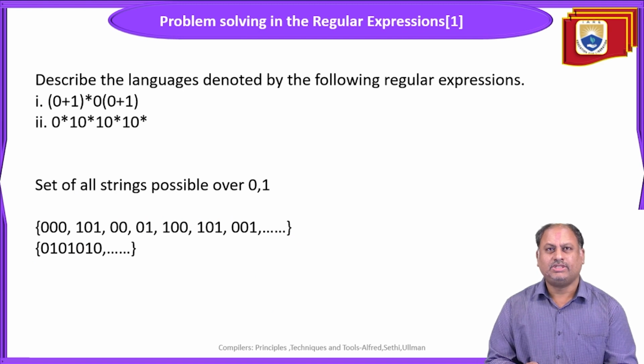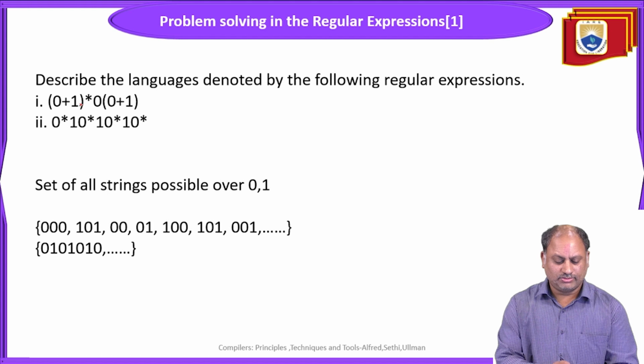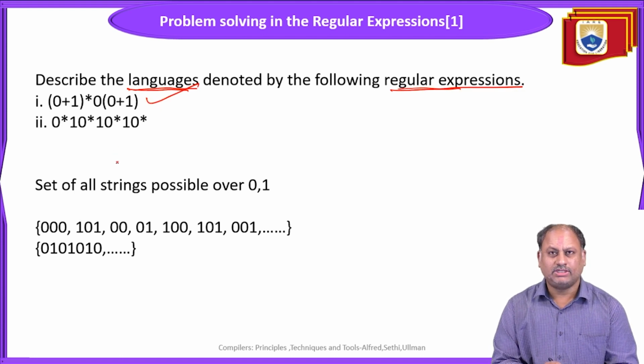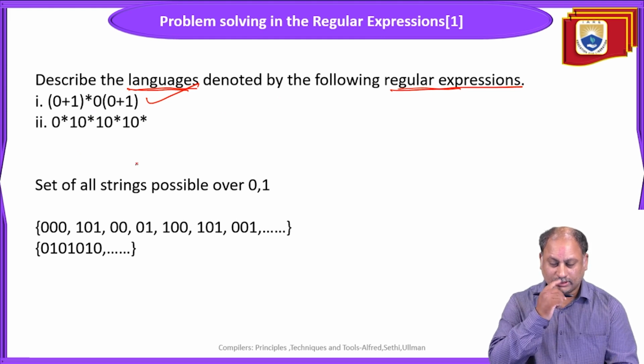Now, for example, the problem that is given: (0+1)*0(0+1), another one: 0*10*10*10*. Now it is asking to get the language denoted by this expression. What is the expression given? This is the expression given. What is the language you have to get for the strings 0 and 1?